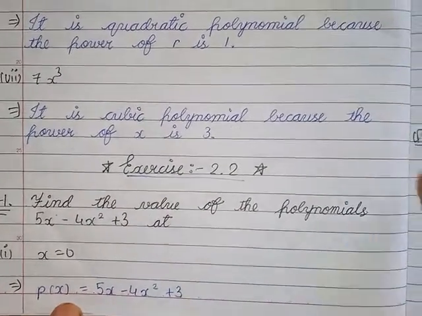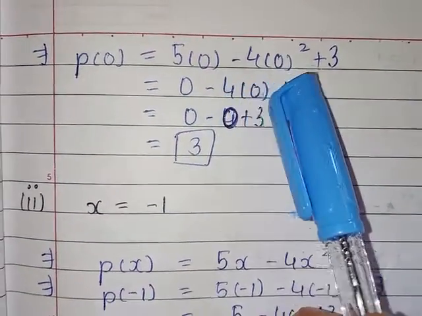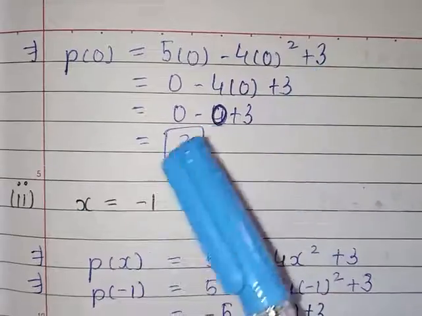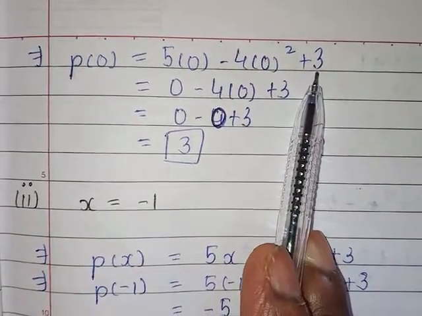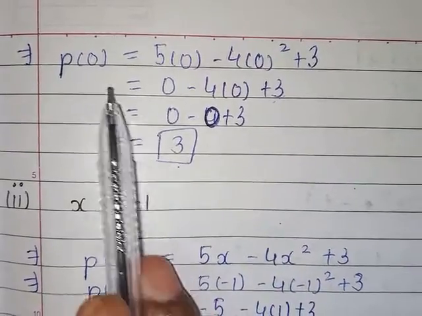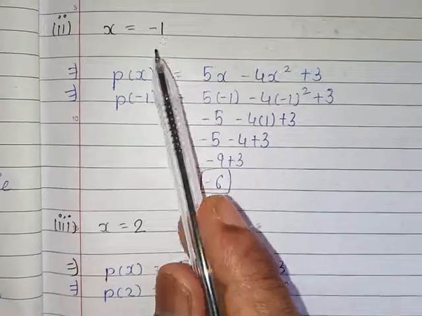Is it? So what will become? 5 into 0 minus 4 into 0 square plus 3. So this will become 0, it will become 0. And what will remain? 3. So your answer p of 0 is 3. Now let us check it at x is equal to minus 1.